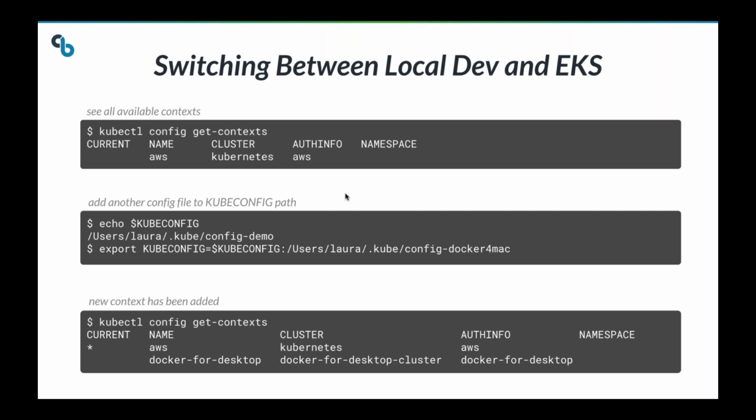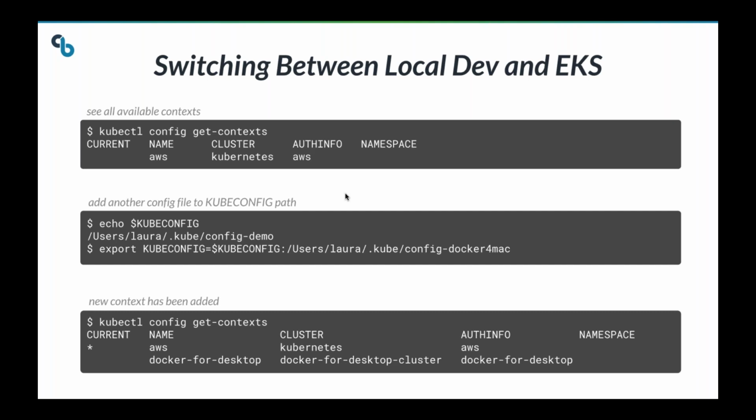So if you do the command kubectl config get-contexts, you'll see all of the contexts that you have access to. If you're using EKS and you have it configured correctly, you will see the context with the name AWS, the cluster name Kubernetes, and auth info AWS. So that is expected, and that's how you know that you have set it up correctly if you are setting up an EKS cluster and configuring it to run locally, or configuring it to access it locally.